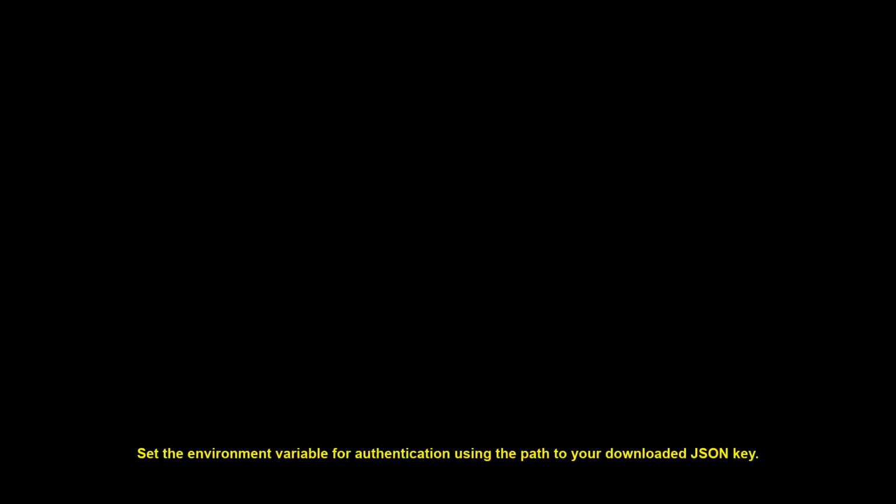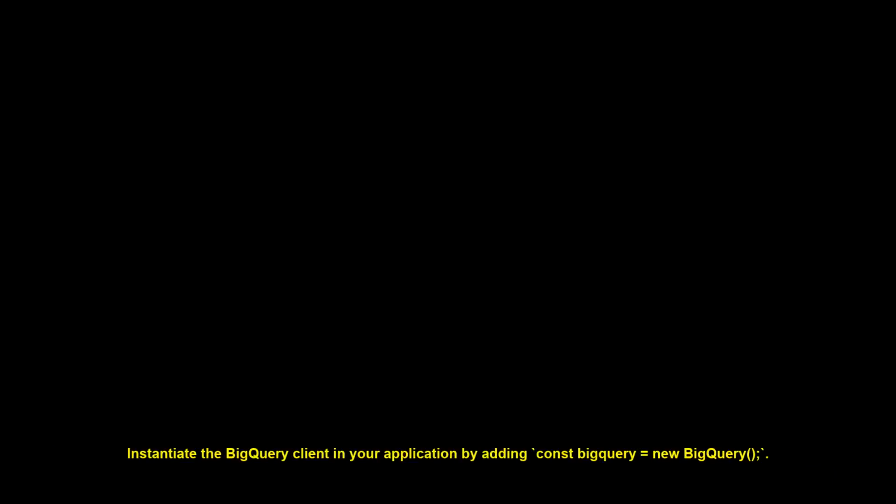Set the environment variable for authentication using the path to your downloaded JSON key. You can do this by adding the following line: process.env.GOOGLE_APPLICATION_CREDENTIALS equals path/to/your/key. Then instantiate the BigQuery client in your application by adding const bigquery equals new BigQuery. Familiarize yourself with the BigQuery datasets you want to access.